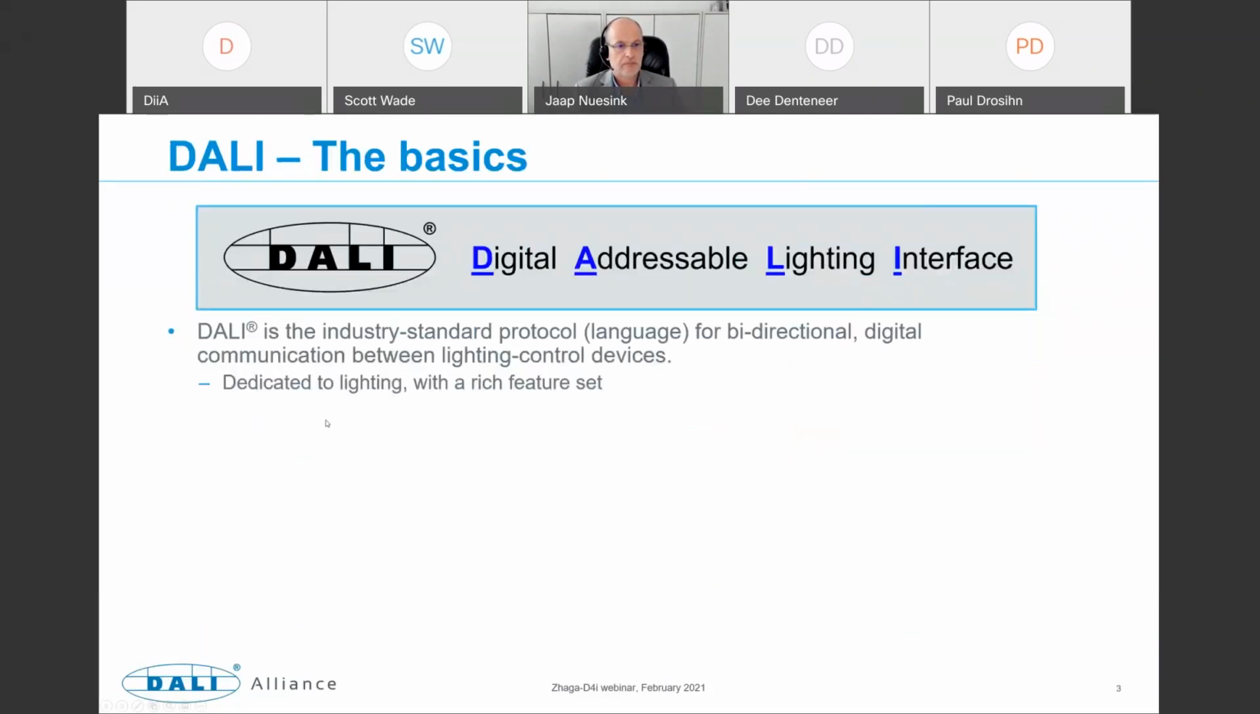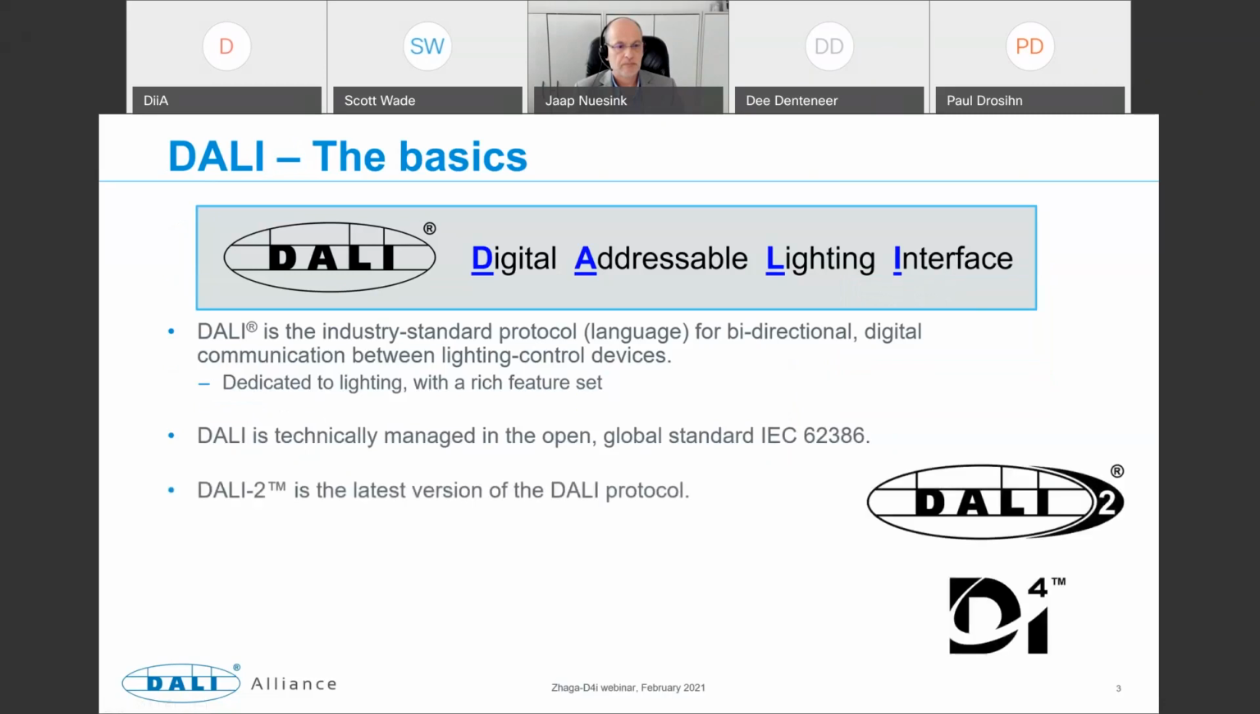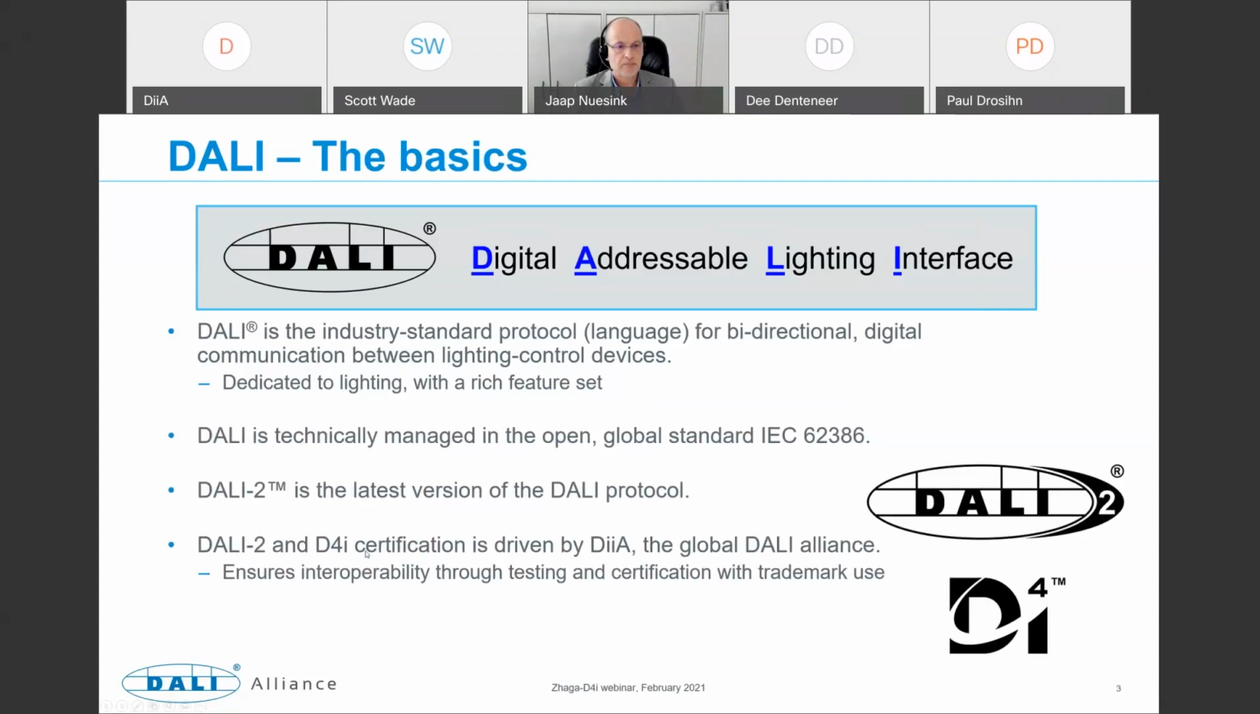So DALI, the basics. DALI is the industry standard protocol, which just means it's a language for bidirectional digital communication between lighting control devices, and it is dedicated to lighting with a rich feature set. DALI is technically managed in the open standard IEC 62386. DALI 2 is the latest version of the DALI protocol, and DALI 2 and D4i certification is driven by DiiA, the Global DALI Alliance. And with this certification, it ensures interoperability through testing and certification with trademark use. And you can see the DALI 2 and D4i trademarks on the right, and the DALI trademark on the bottom left. These are all controlled by DiiA for our members.